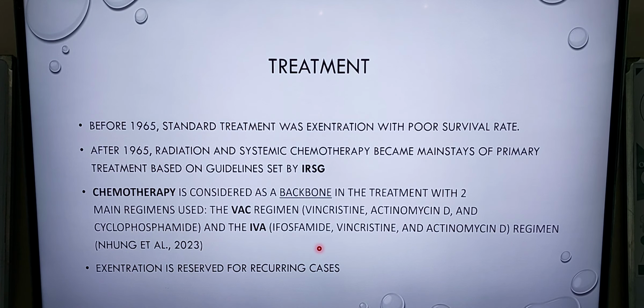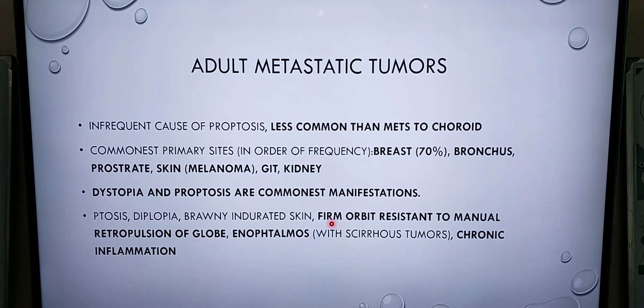The most common manifestations are dystopia and proptosis. Ptosis, diplopia, browny indurated skin. Browny means firm and strong. Firm orbit resistant to manual retropulsion of globe. Enophthalmos, chronic inflammation are some manifestations.